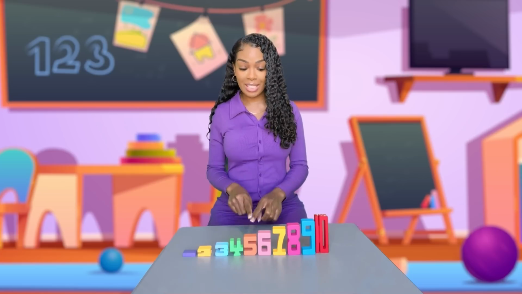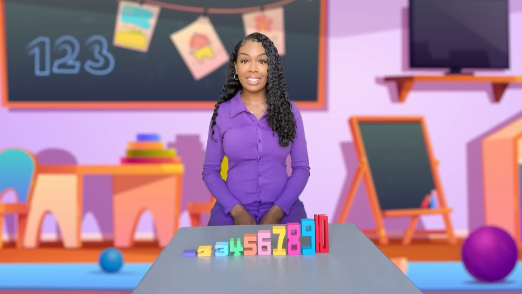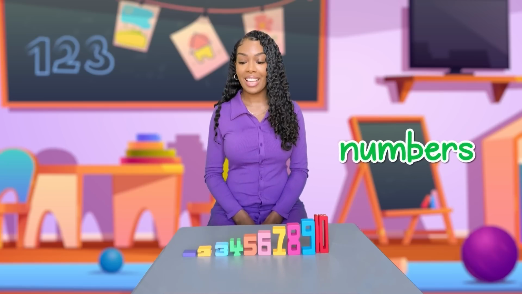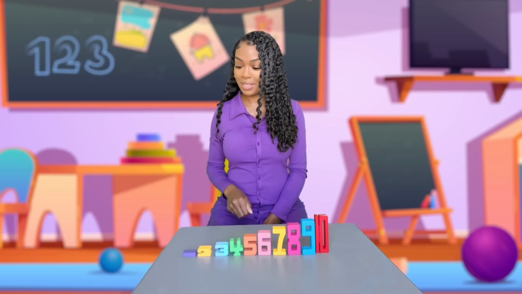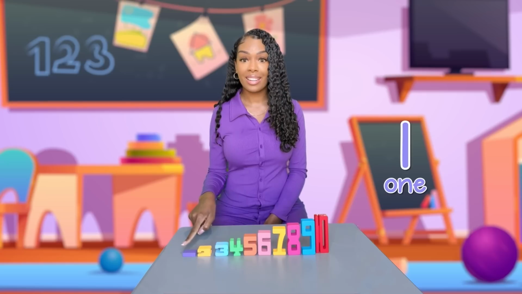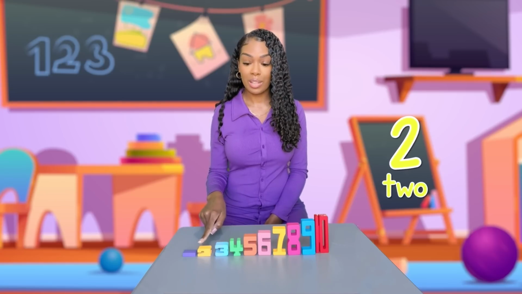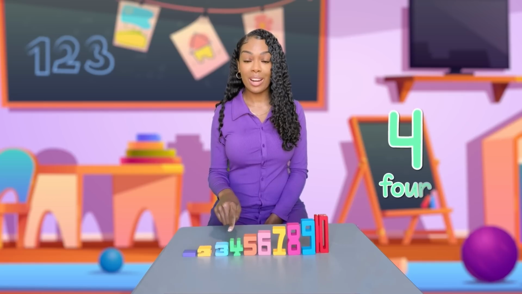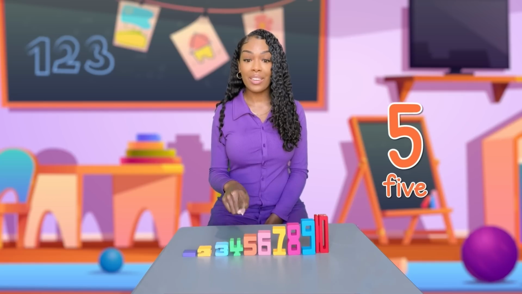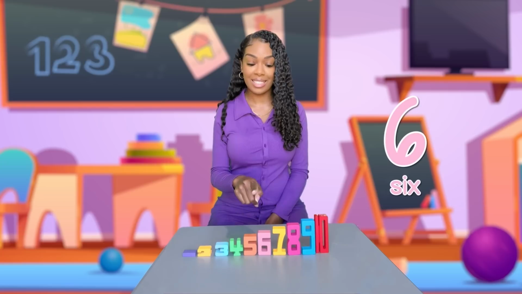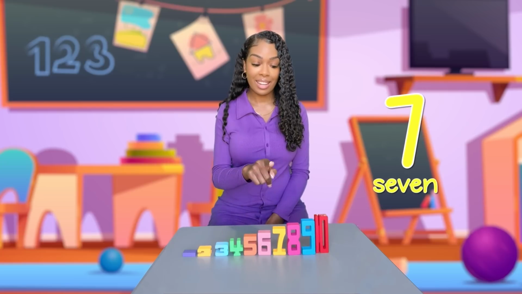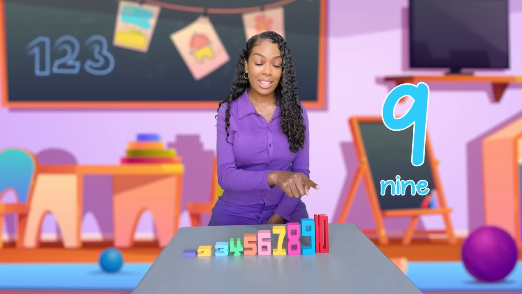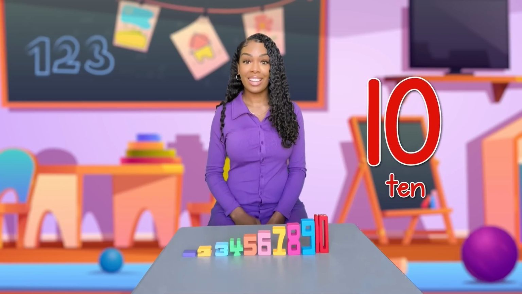Do you know what these objects on my table are called? Numbers. Very good. Let's identify the numbers. 1, 2, 3, 4, 5, 6, 7, 8, 9, 10.